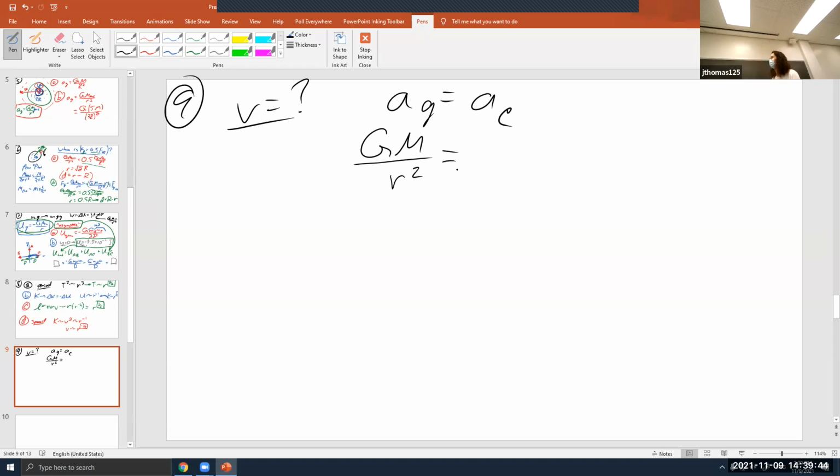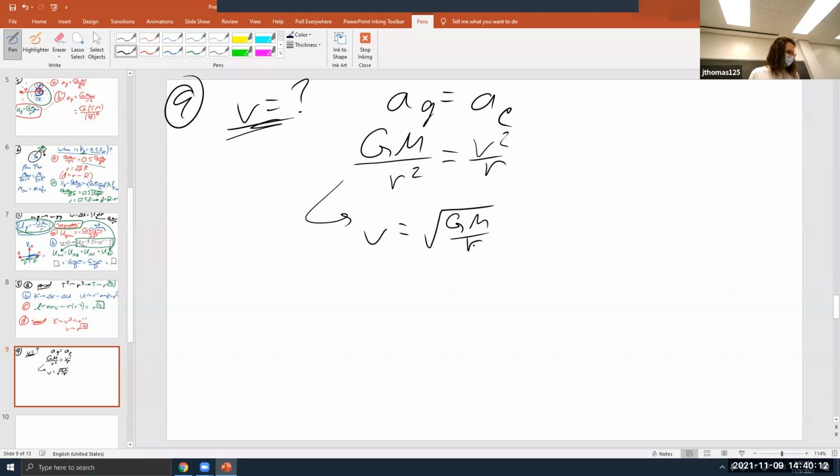On the neutron star problem, we had an omega, so we used omega squared r. In this problem, we're asked for v, so we'll do v squared over r. And then if you'd like, you solve for v. V is equal to the square root of G big M over little r. You'll plug in r, you'll plug in G.